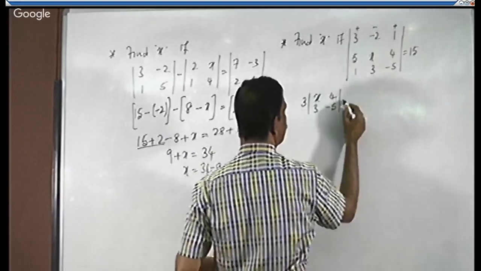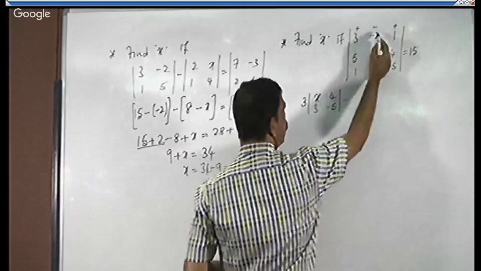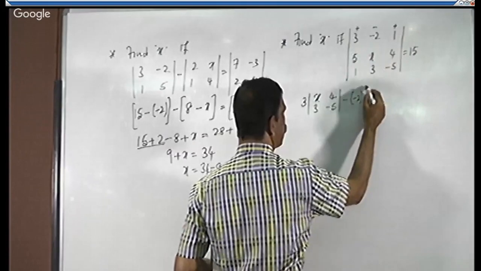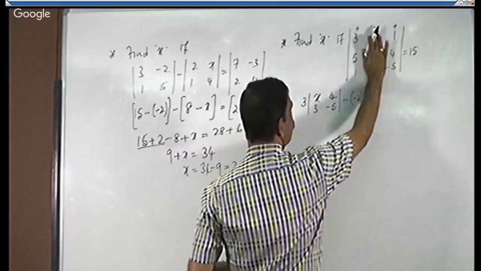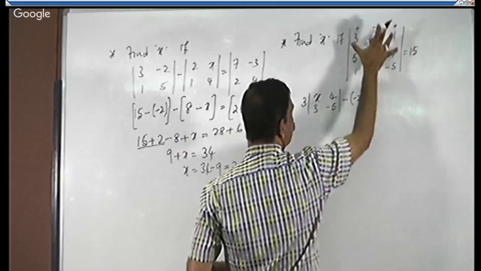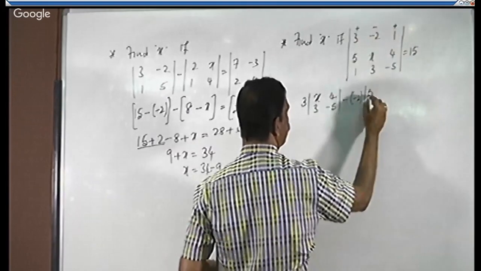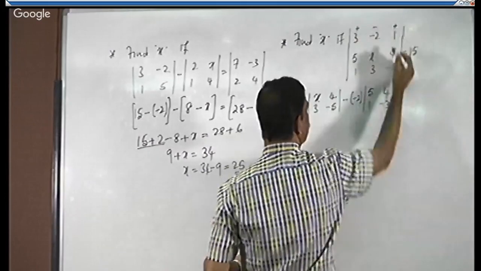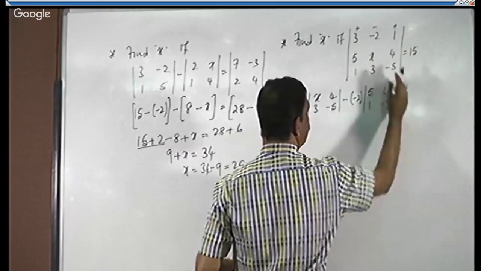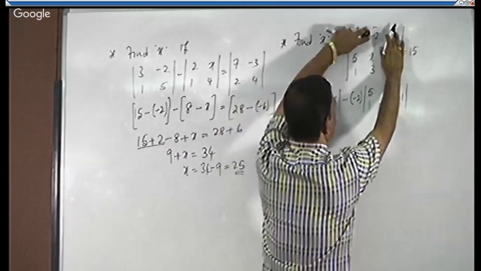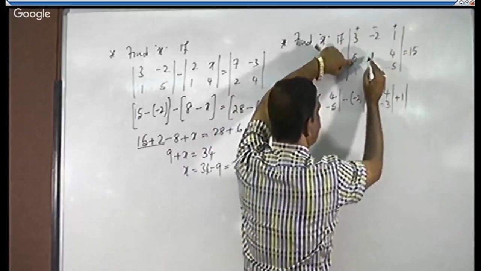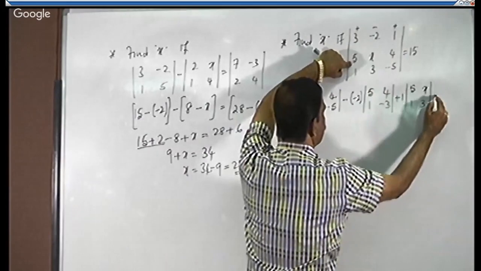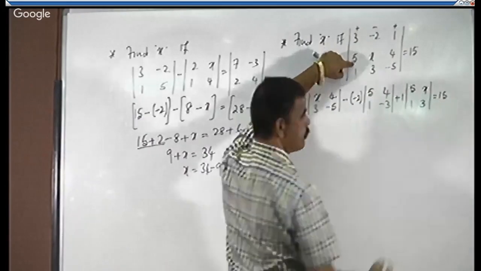Minus, it is a standard symbol. The second element is what? Minus 2. You take it separately. Then leave the corresponding column and corresponding row. Remaining elements are 5, 4, 1, minus 3. Plus of 1, 1 into, leave the corresponding column and corresponding row. Remaining elements are 5, x, 1, 3, which is equal to, it is given as 15.